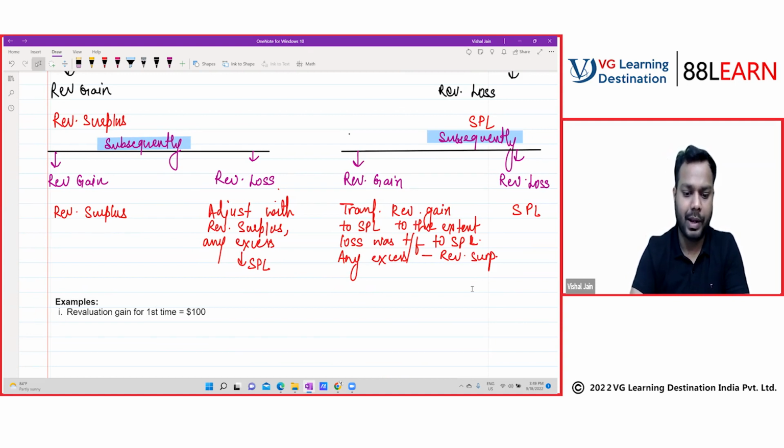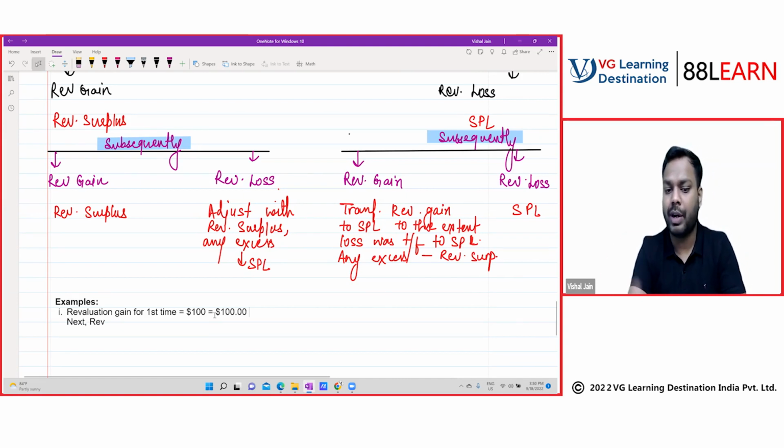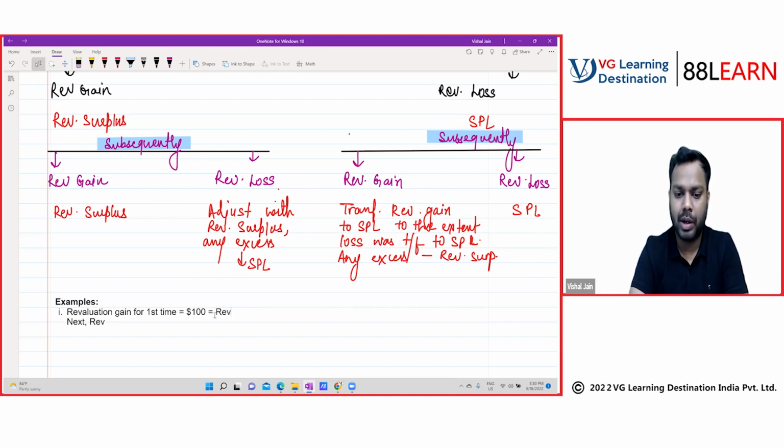Now, second year, next is again revaluation. Okay, now tell me, where will this be transferred to? This 100 will be transferred where? For the first time, you had a revaluation gain. You will transfer to revaluation surplus. Okay, now next time again you have a revaluation gain of $35. So where will you transfer this to? Again, revaluation surplus.